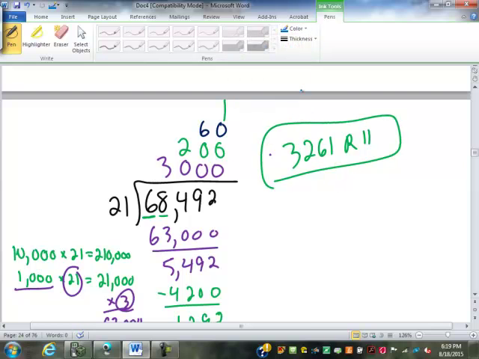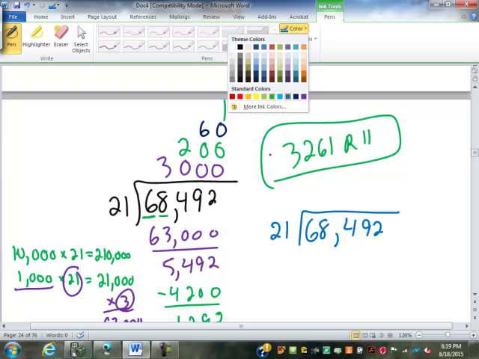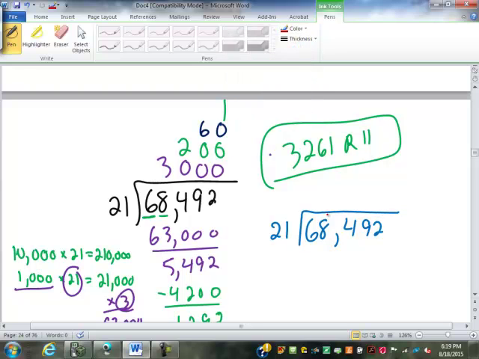Now you might be looking at that thinking that looks absolutely nothing like the long division I was taught. And you're right, on the surface it doesn't. But it's really exactly the same process. And let me show you how, just really quickly. The way we were taught to do this is you start with the 21 and you look at the first digit. Does 21 go into 6? No. So you leave it blank above the 6. That's what we did here when we started with the 10,000 and we realized we could not subtract 210,000.